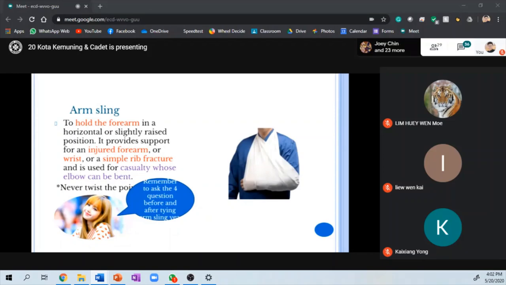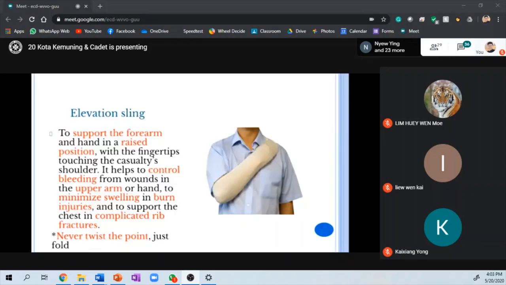This sling can only be used for a casualty that can bend the hand, because with an arm sling they need to bend the hand, right? If they can't bend the hand, you can't do anything. And also, never twist the point. Later I will show you the video. Just remember the four questions before and after the arm sling.